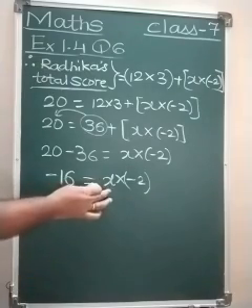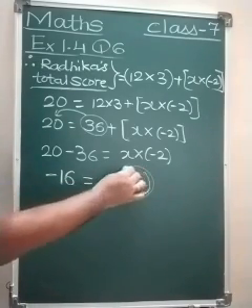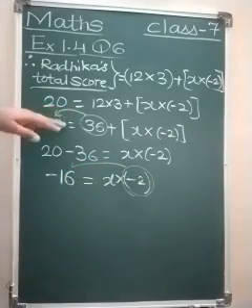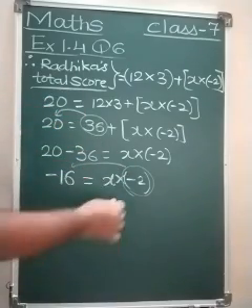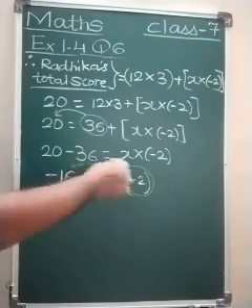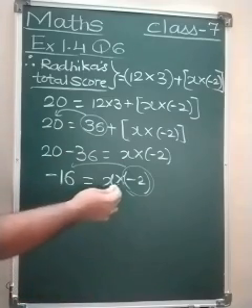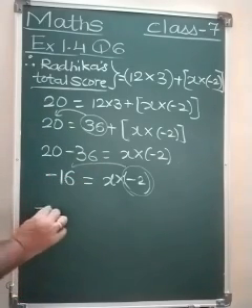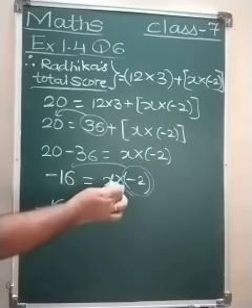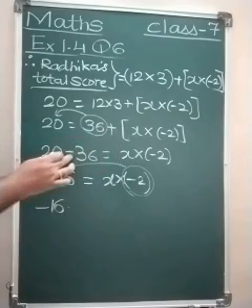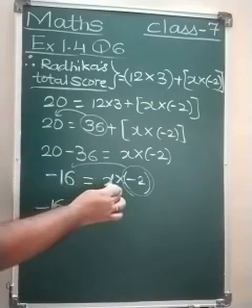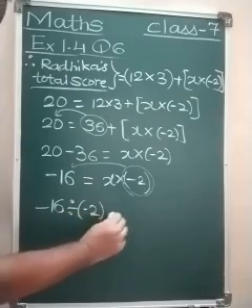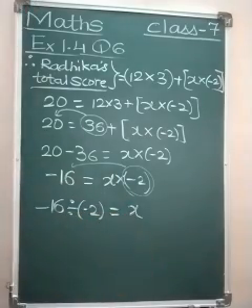Now this x is to be kept on this hand side and -2 is to be transposed to the RHS. This marking I am doing here just to make you understand. You need not do this marking. So x multiplied by -2 will be transposed to this hand side. So -16. Here it is multiplication. Here it was addition, so it became subtraction. Now here it is multiplication, so it will become division. Divided by minus 2 equals x.